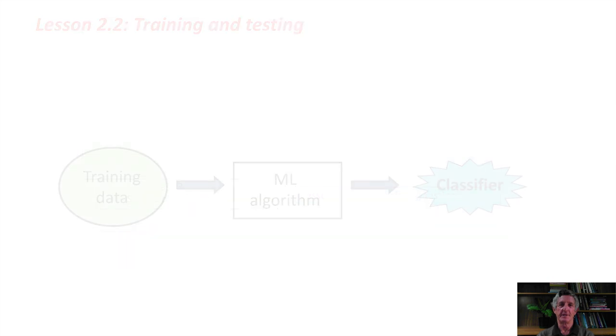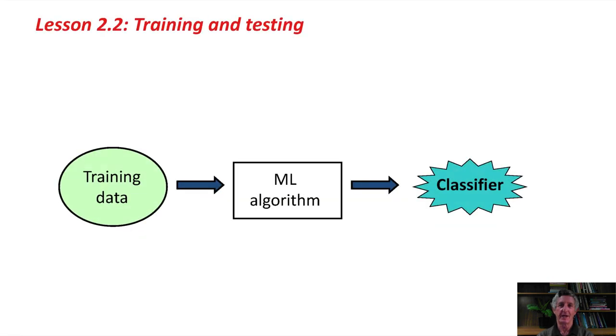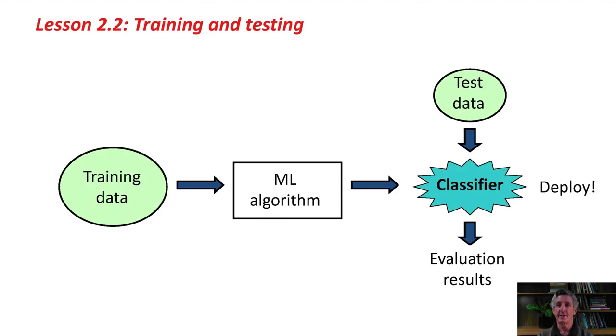So here's a situation. We've got a machine learning algorithm and we feed into it training data and it produces a classifier. A basic machine learning situation. And with that classifier, we can test it with some independent test data. We could put that into the classifier and get some evaluation results. And separately, we can deploy the classifier in some real situation to make predictions on fresh data coming from the environment.